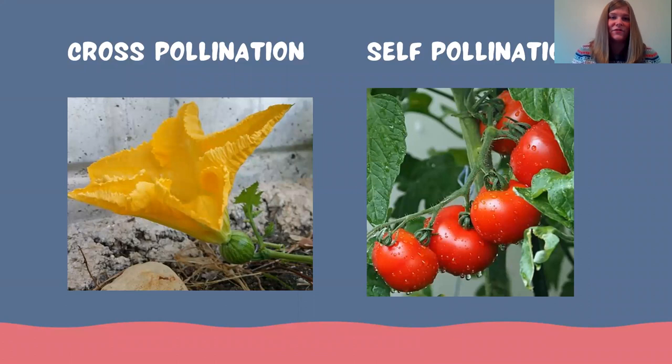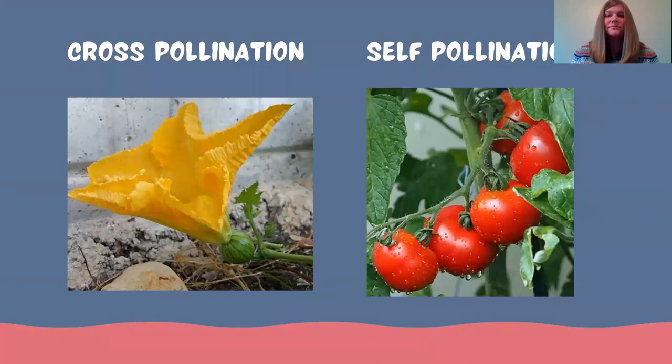Now there are a couple of different kinds of pollination. The first is cross-pollination. Now cross-pollination means that pollen is being transferred from one flower of a plant to the flower of another plant. So a good example of this is our pumpkin flowers. If we remember from our pumpkin lesson, pumpkins have both a male and female flower, and the pollen has to be moved from one to the other, and a lot of times the pollinators will be moving them from plant to plant.